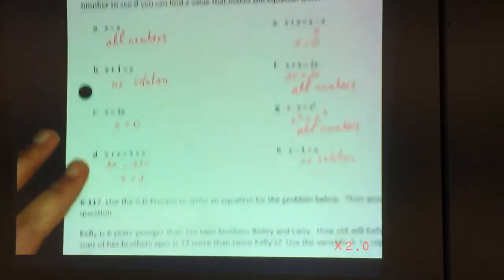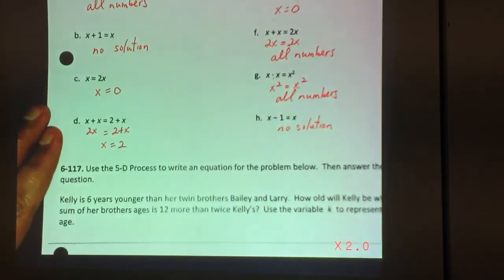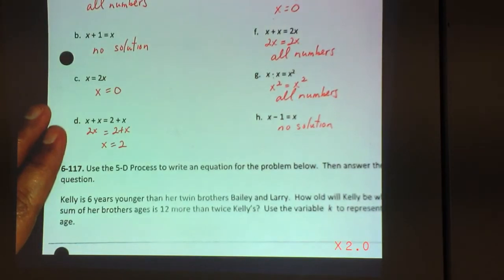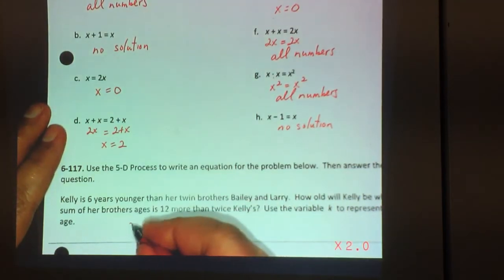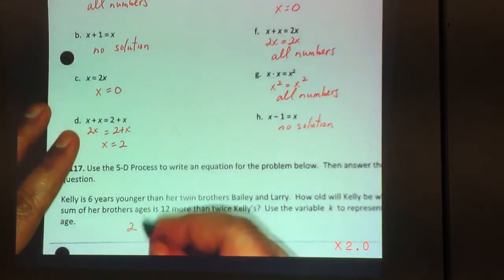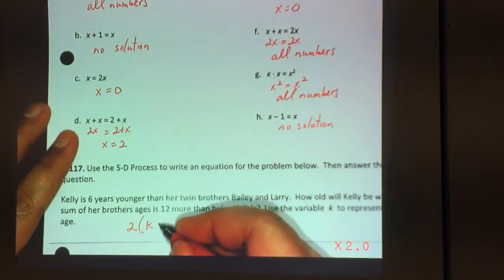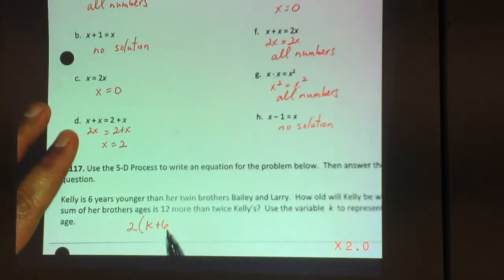Question 117. Use the 5D process to write an equation for the problem below. Then answer the question. So Kelly, she's 6 years older than her twin brothers Bailey and Larry. So how many kids are there when there are twins? There are 2 of them. And I'm going to use K as my variable for Kelly, and she's 6 years older, so I'm going to put +6 because if I add 6 to Kelly's age, I will get one of her twin brothers.